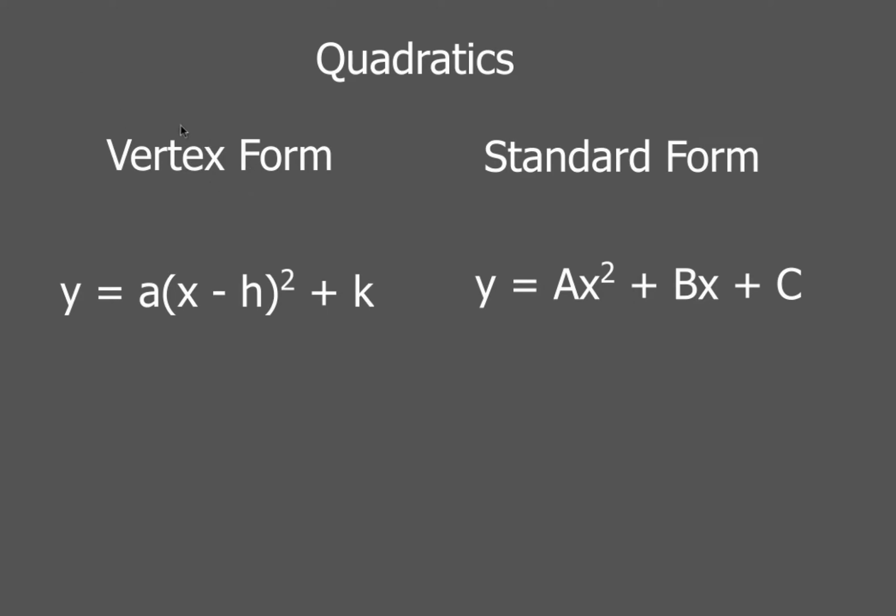Vertex form is going to be this guy right here. y equals a times quantity x minus h squared plus k. And we've got to change that into standard form for a quadratic, which is y equals ax squared plus bx plus c. Now instead of y, you might have something really fancy written like an f of x or g of x, or who knows. But that really just means y.